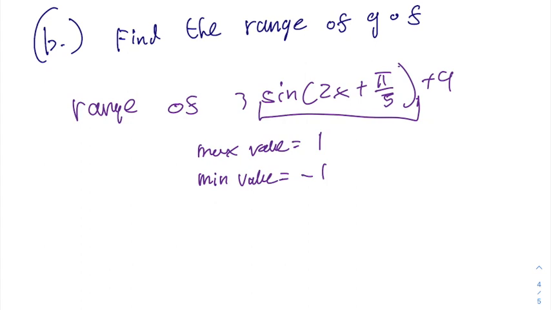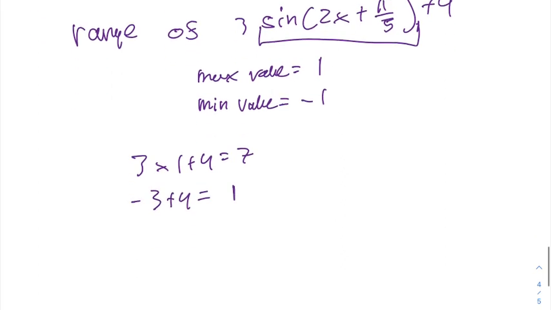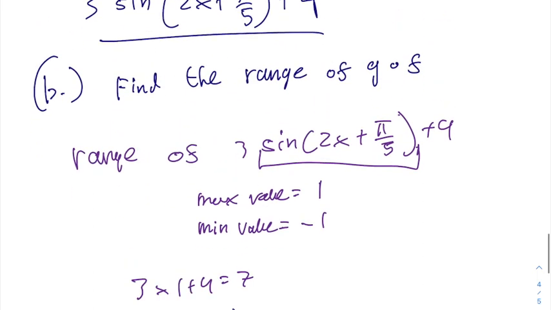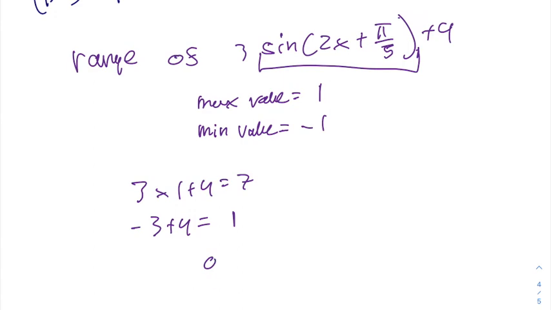So now we can work on the range. If you want to find the max of the range, we just do 3 times 1 plus 4, which is 7. And the lower bound of the range is going to be -3 plus 4, which is equal to 1. So we know now that the range of g of f is going to be written as this.